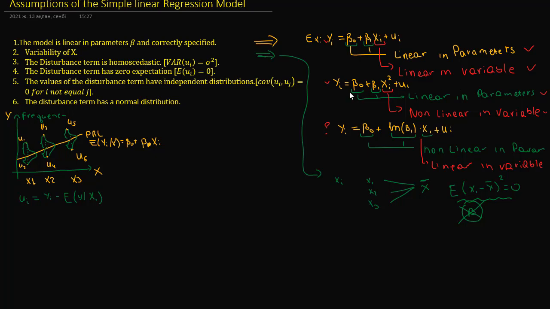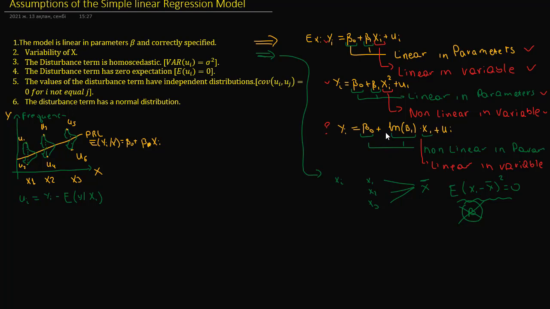In example 2, yi is equal to beta 0 plus beta 1 xi squared plus error term i. My parameters are beta 0 and beta 1, and x squared is not linear in variables. But generally, it has to be linear in parameters, not necessarily in variables. Let's see one more example.